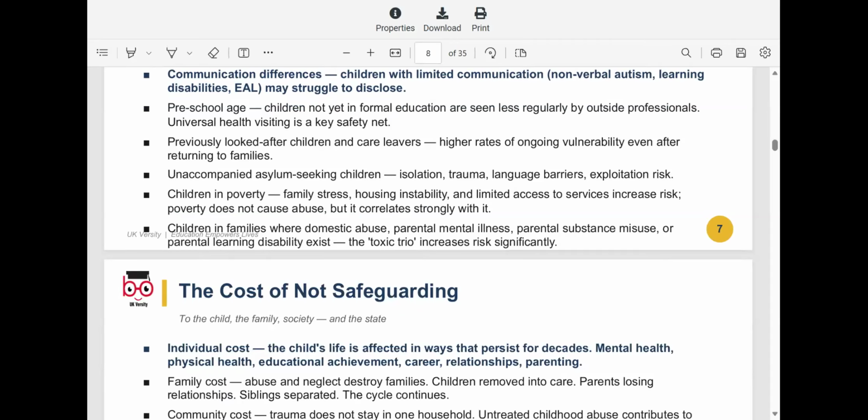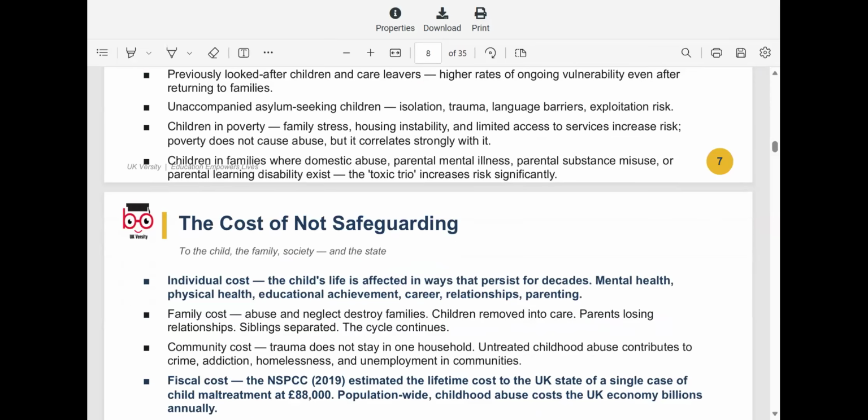Unaccompanied asylum seekers are really vulnerable. Why do you think they are so vulnerable when it comes to unaccompanied asylum seekers, and they are children? Well, they've got no adult to rely on. They might have a language barrier as well.